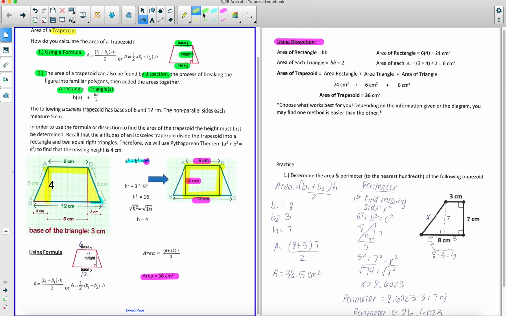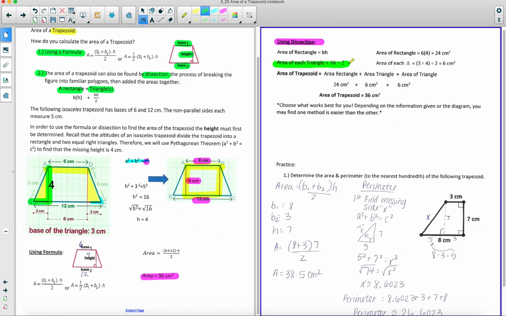So let's focus on the triangle. Well, the triangle is over here on the left-hand side. Okay, height is 4. Base is this tiny piece, which is 3. So let's focus now over here. The triangle has a base of 3, height of 4, divided by 2. So 3 times 4 is 12, divided by 2 is 6.